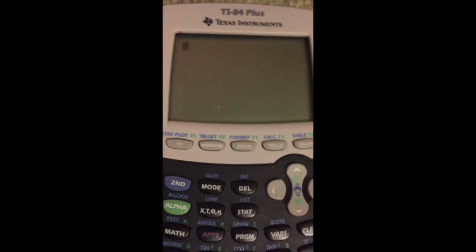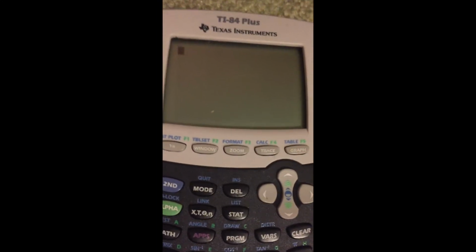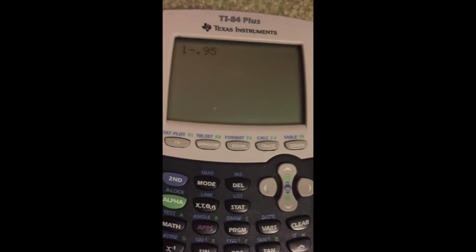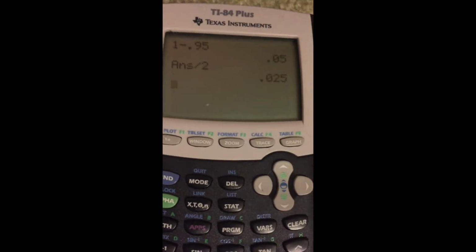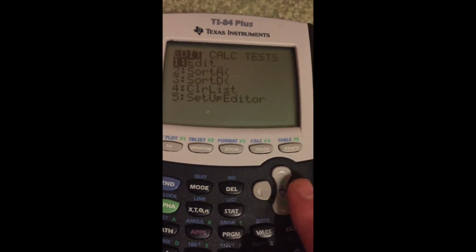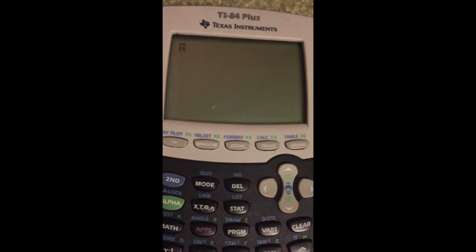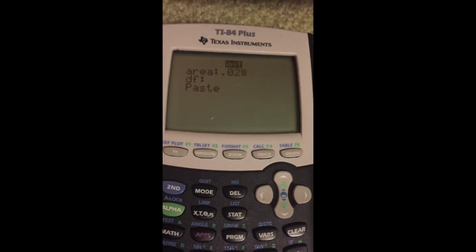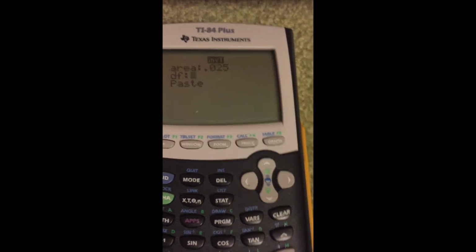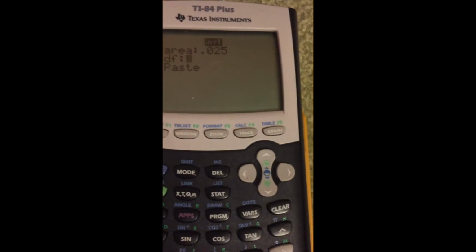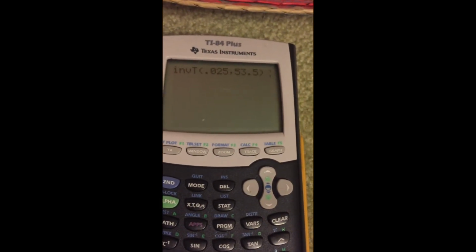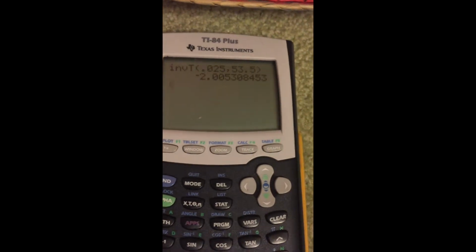To find the t-score, you will need to know two things. One, you will need to know the area, and to find that, we are using a 95% confidence, so subtract 1 minus 0.95, divide that by 2, and that is your area. All right. Now, we will go to second bars, inverse t, to find a t-score. Enter the area, 0.025, and our degrees of freedom, which we already know from calculating the other problem, 53.5. Paste, calculate, and you have your t-score, 2.005.